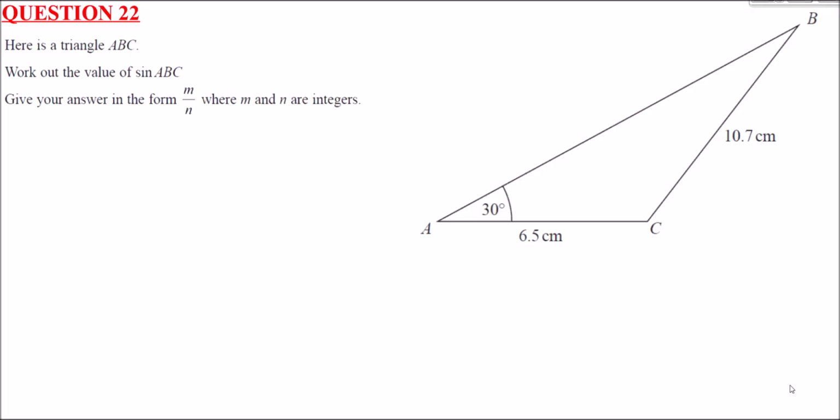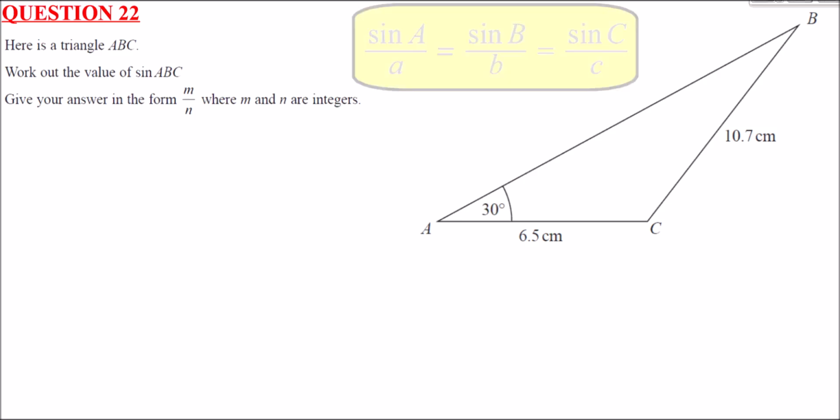Question 22, we have a triangle ABC, and we have to work out the value of sine of ABC. So we're not asked to work out the actual angle, just need to work out the sine of the angle itself. So give your answer in the form m over n, where m and n are integers. That just means m and n can be whole numbers and are allowed to be negative.